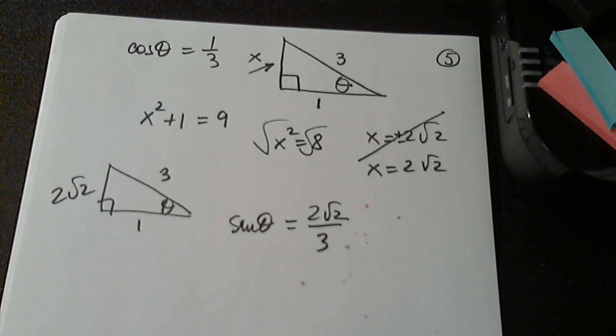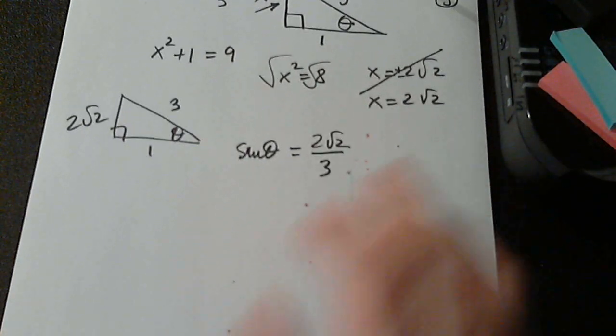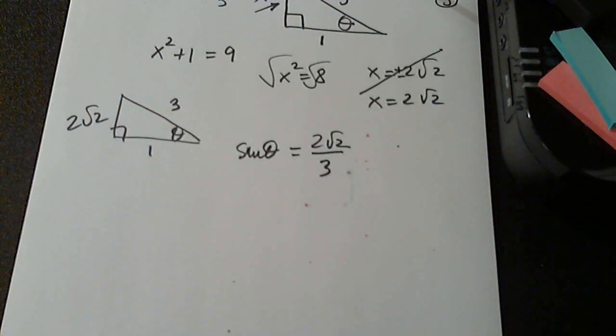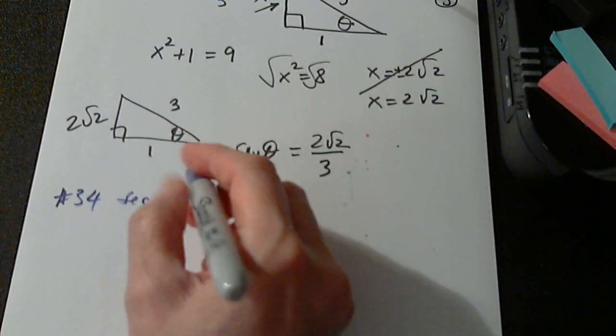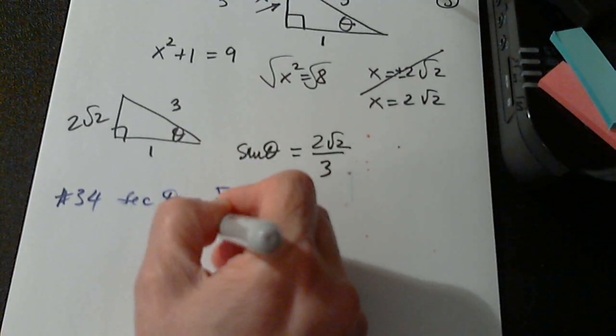Okay. Would you like to see another example? Would you like to work on another example? Yeah. Okay, so let's choose. Would you like to choose, or I will? You can choose. Okay. What about 34? Secant theta equals 5/3.